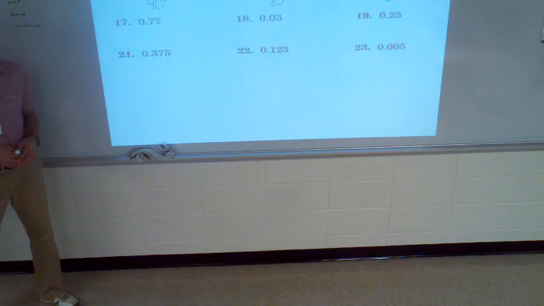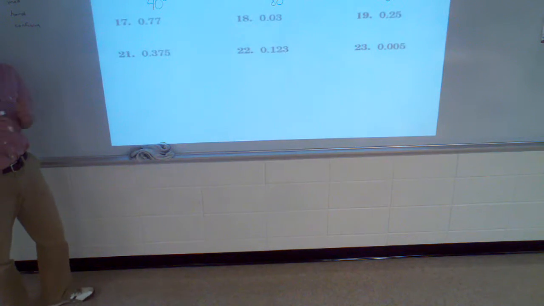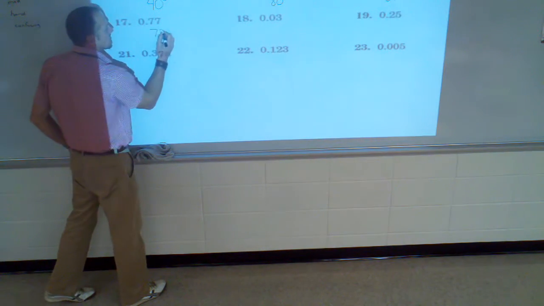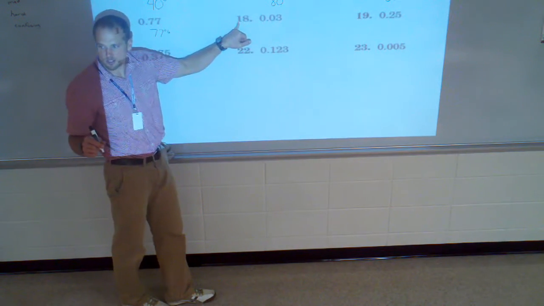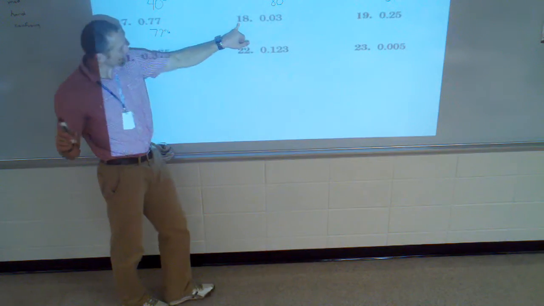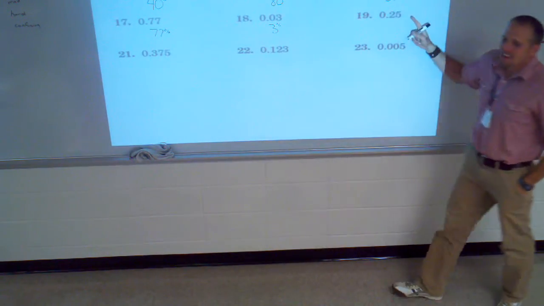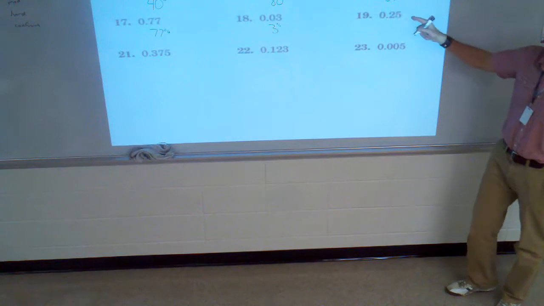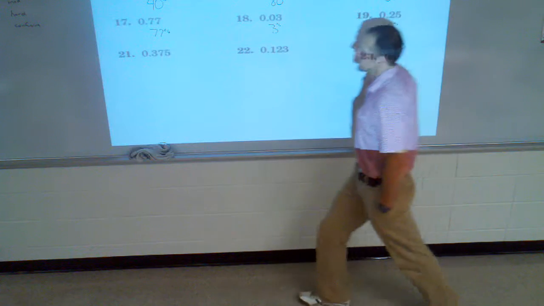Look at here. Abby. What is number 17? 77%. And number 18 is what? Shayla. 3%. And number 19, Bryce, is what? 25%.